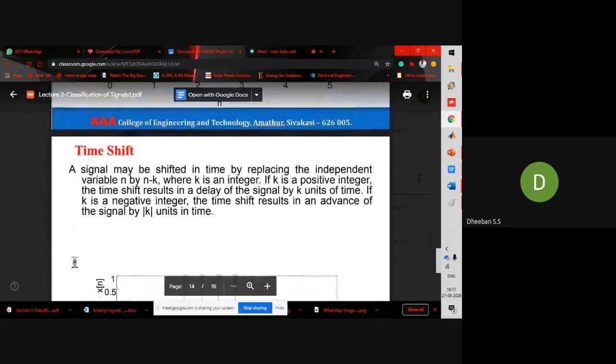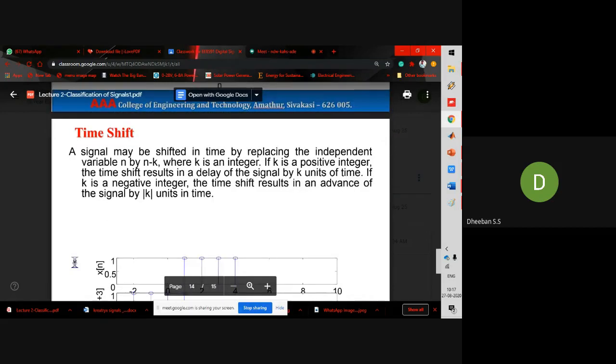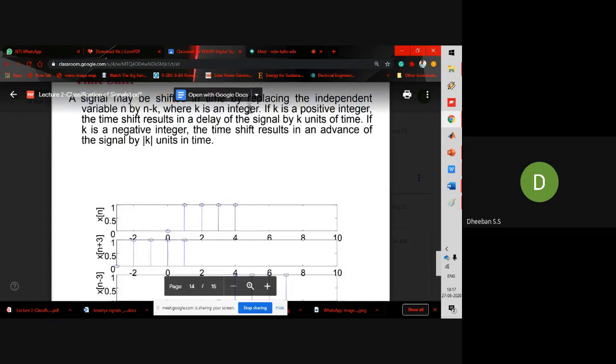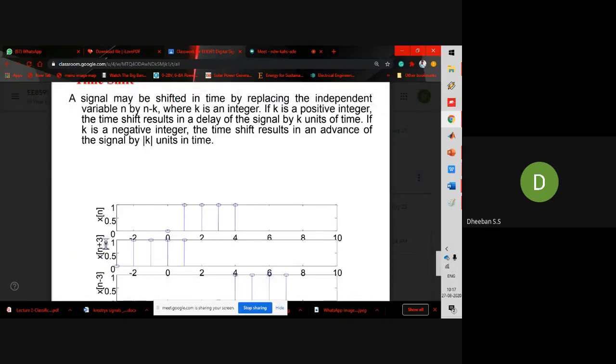Next is the time shift. The signal may be shifted in time by replacing the independent variable n by n minus k. Here you can see x of n, and x of n plus 3. So here you will be adding 3 to this.